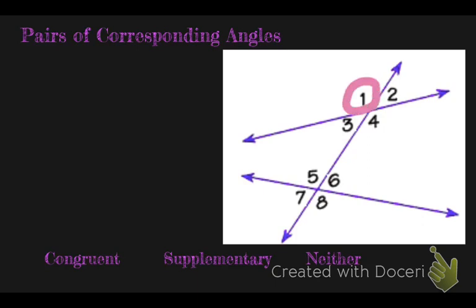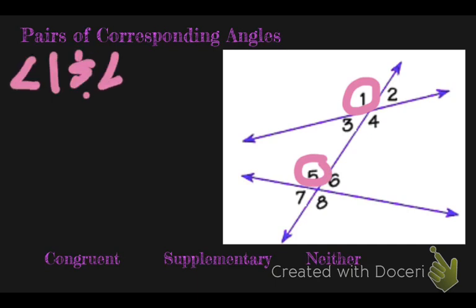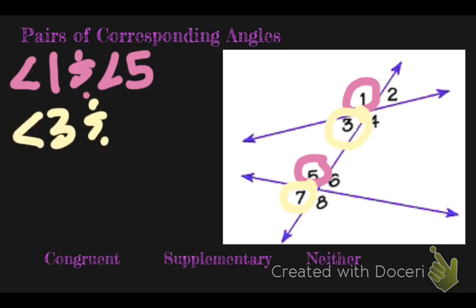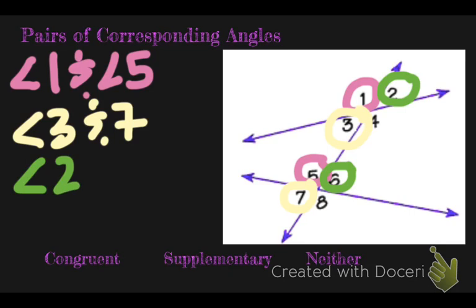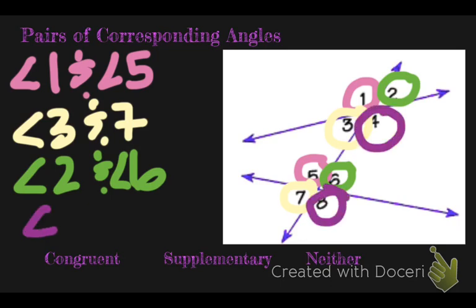I'm going to start with angle 1. Angle 1 corresponds with angle 5 because they're not next to each other, they're not adjacent, and they're in the same position along the transversal as each other. Okay, I'm going to grab another color, and I'm going to look at angle 3 here. That corresponds with angle 7. So angle 3 and 7 are corresponding angles. I'll grab another color. Angle 2 corresponds with angle 6. And let's see here, my last color. Angle 4 corresponds with angle 8.